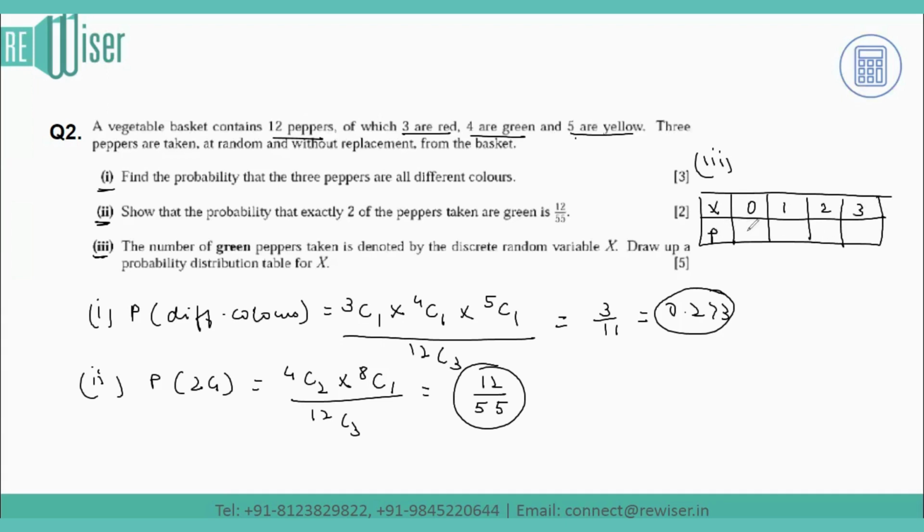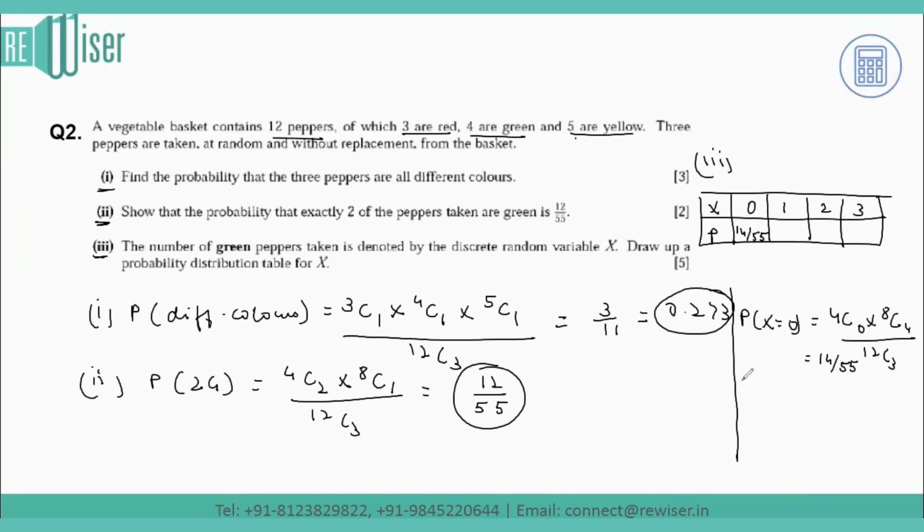And the probability now for getting no green, so that means none of them, probability of x being 0, that means no green has been selected, so that can be 4C0 into 8C4 divided by 12C3, which is 14 by 55. So we can write here 14 by 55.